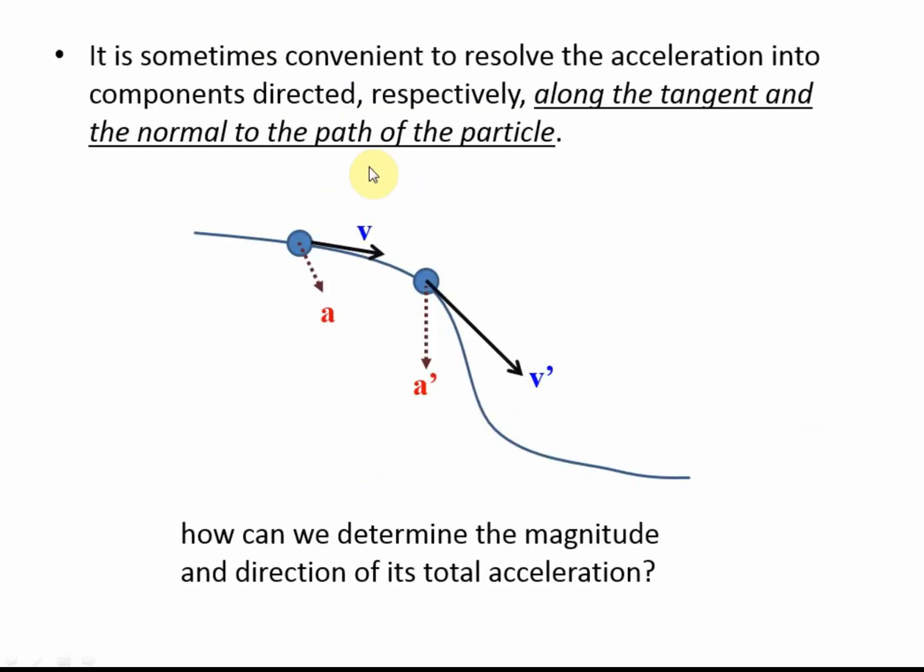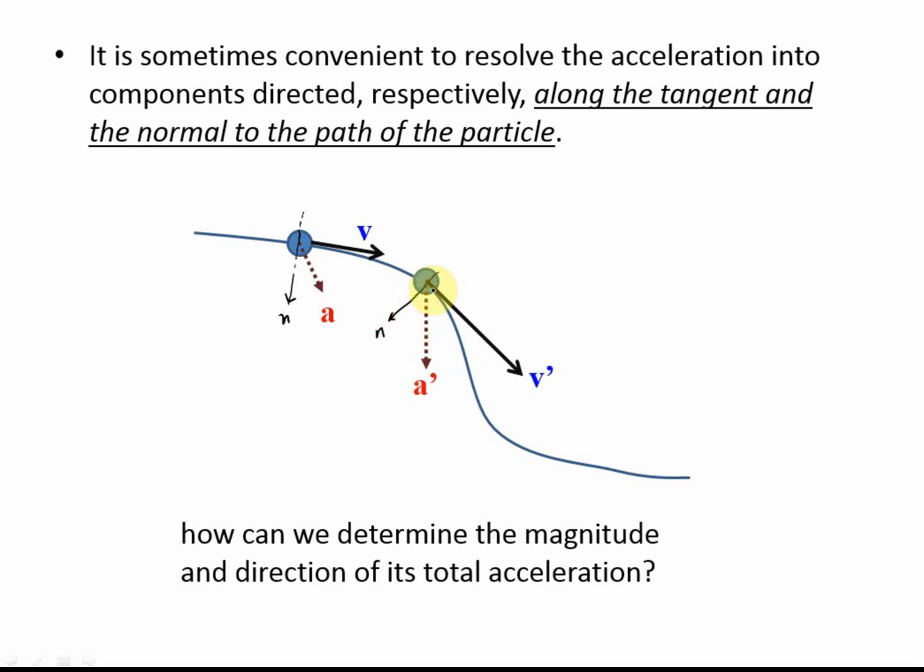Until now, I showed you how we utilize the polar coordinate system to analyze circular motion. But when it comes to curvilinear motion in general, it's not like a circular motion. The curved path could be any random path, like shown in this slide. So it is sometimes convenient to resolve the acceleration into components directed respectively along the tangent and the normal to the path of the particle. Right now the object moves along this kind of general curved path. I told you that the velocity is always tangent, and the normal component is perpendicular to the tangent line. So the normal should be in this direction. This is normal, and in here, this should be normal like that.